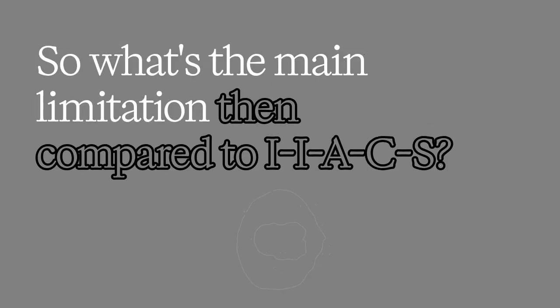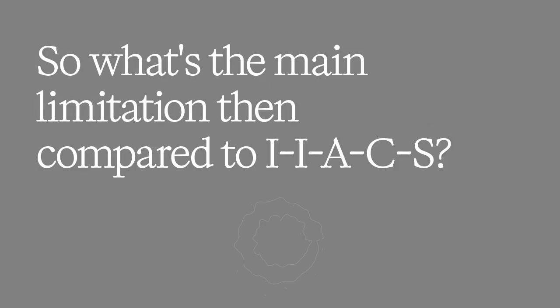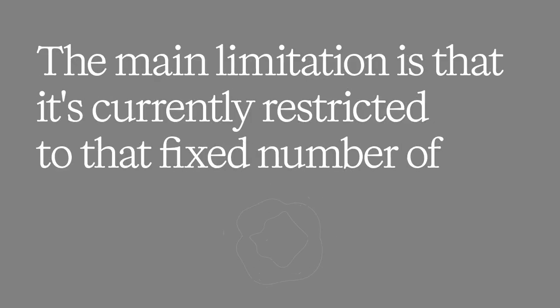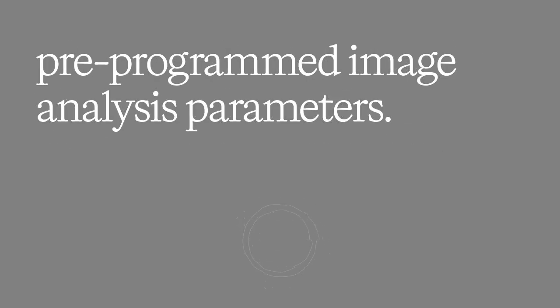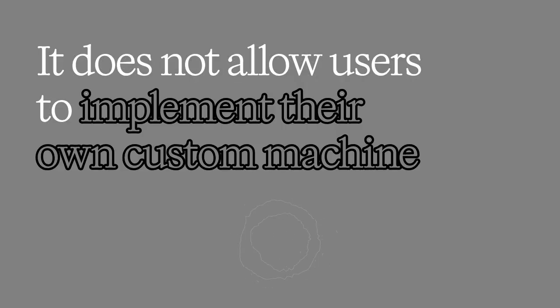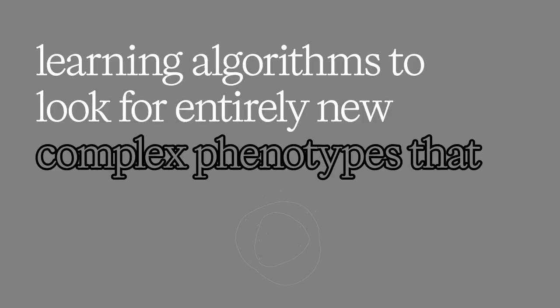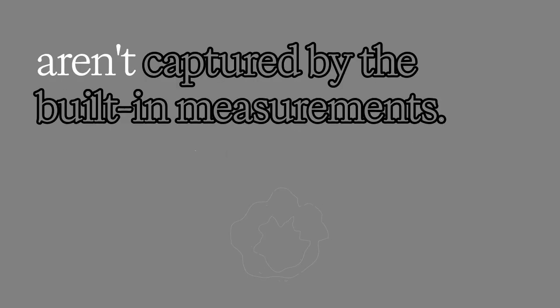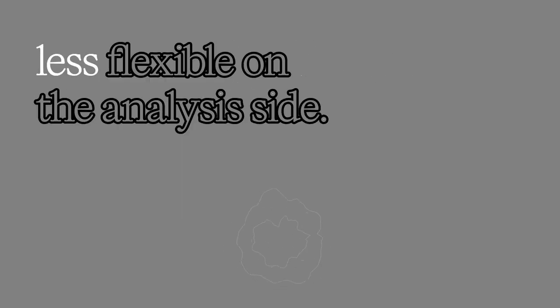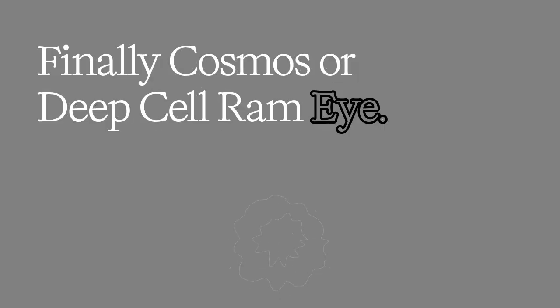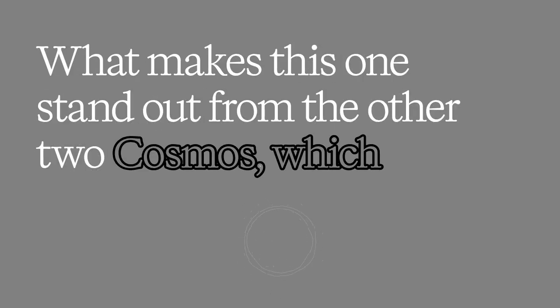So what's the main limitation then compared to IACS? The main limitation is that it's currently restricted to that fixed number of pre-programmed image analysis parameters. It does not allow users to implement their own custom machine learning algorithms to look for entirely new, complex phenotypes that aren't captured by the built-in measurements. Got it. High speed, great interaction, but less flexible on the analysis side. And finally, Cosmos, or Deep Cell RAMI. What makes this one stand out from the other two?